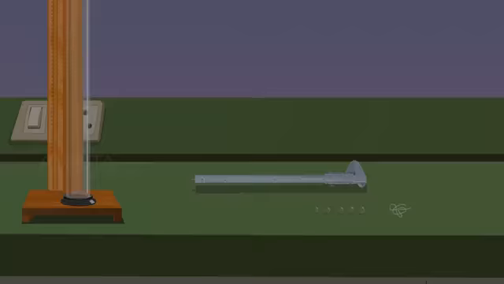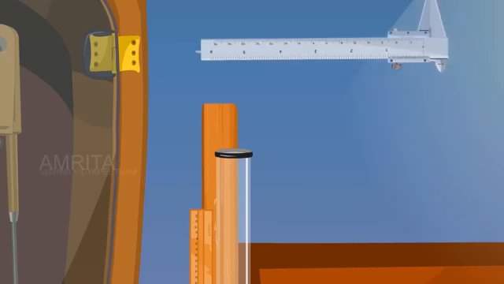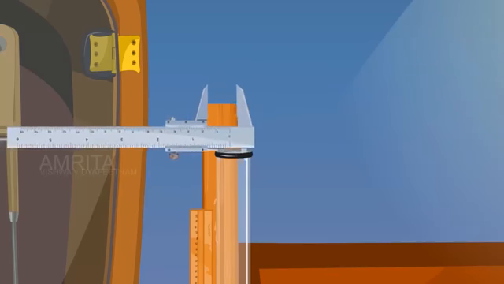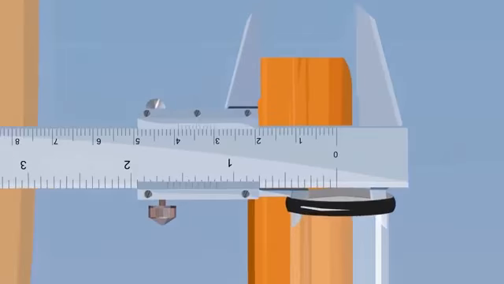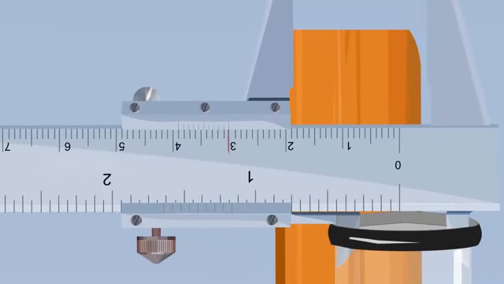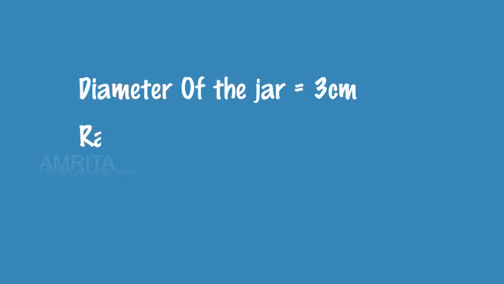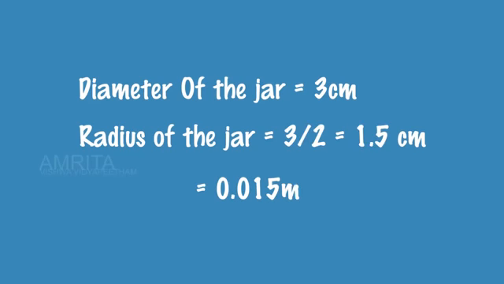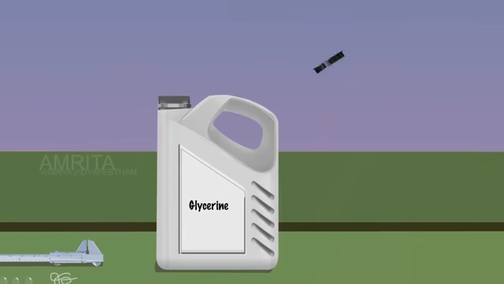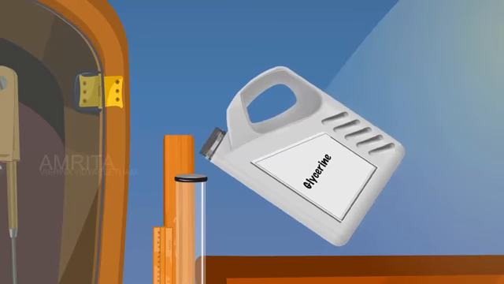Procedure: measure the inner diameter of the glass jar using a vernier calipers. We can measure the diameter of the jar as 3 centimeters. So the radius of the jar is equal to 3/2, which is equal to 1.5 centimeters, which is equal to 0.015 meters. Now, fill the glass jar with glycerine.